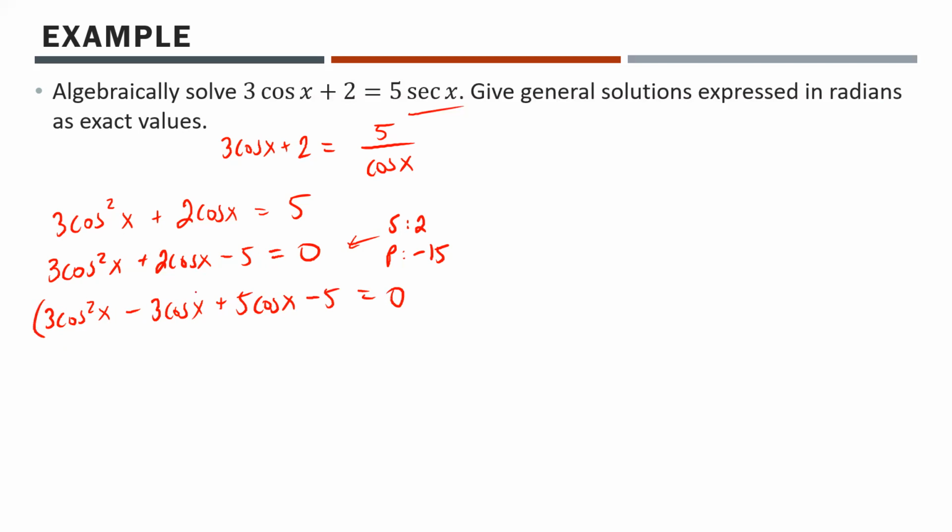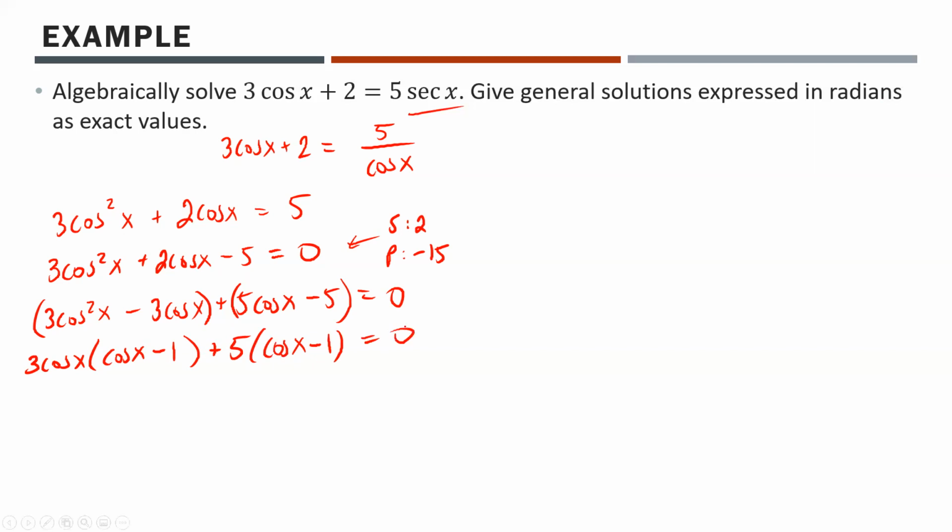Put brackets around the first two, brackets around the second two. I don't need to worry about changing the sign here because there was a positive in the middle. Then ask yourself, what could I take out of these first two? Well, it looks like I could take out a 3 cosine x. So I'll do that. This is going to leave me with cosine x minus 1, plus, what could I take out of these two? It looks like I could take out a 5. So I'll say plus 5 times cosine x minus 1 equals 0.